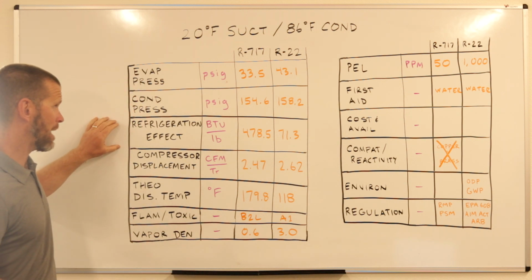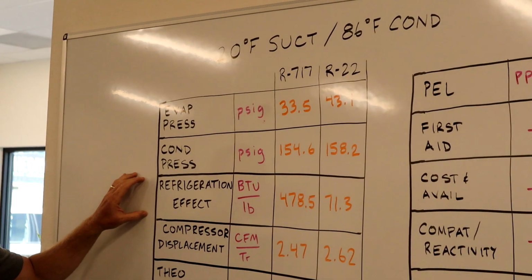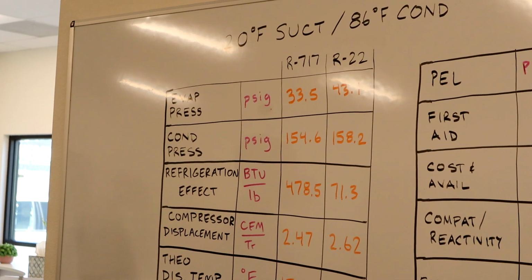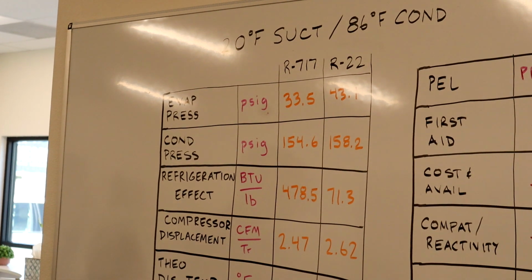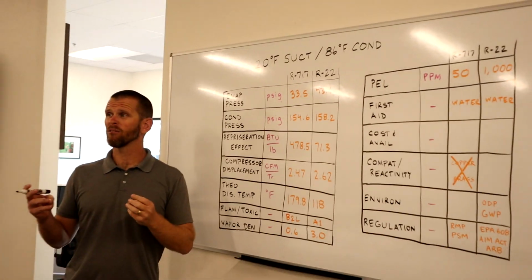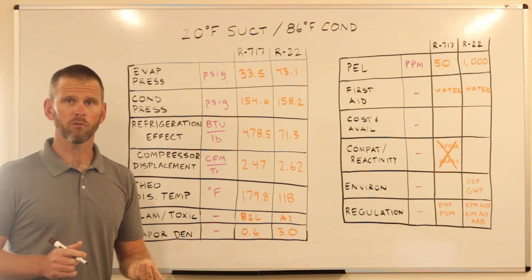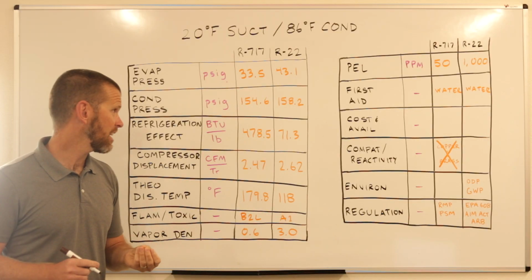Now looking at thermodynamics, the refrigeration effect. This is now where we'll start to see a deviation. And what is the refrigeration effect? You might remember that's the amount of BTUs that each pound of refrigerant can absorb inside the evaporator.